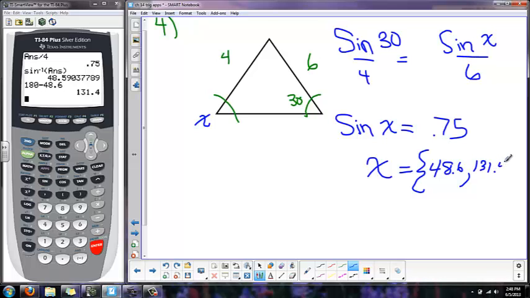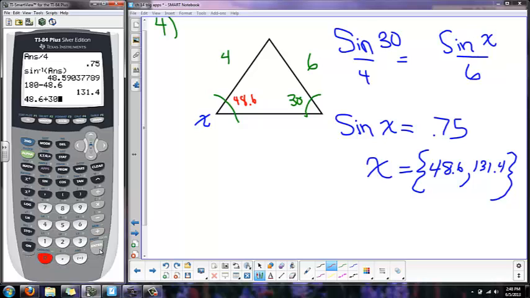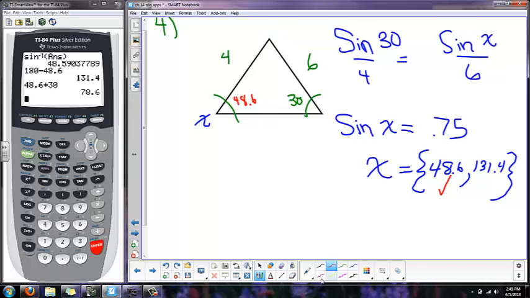We need to check to see if both of those angles are going to work in the triangle above. So let's check 48.6 first. If this angle right here is 48.6, I think that we're going to be good because 48.6 plus 30 is 78.6, meaning that I have plenty of angles left over for that. So this angle works.